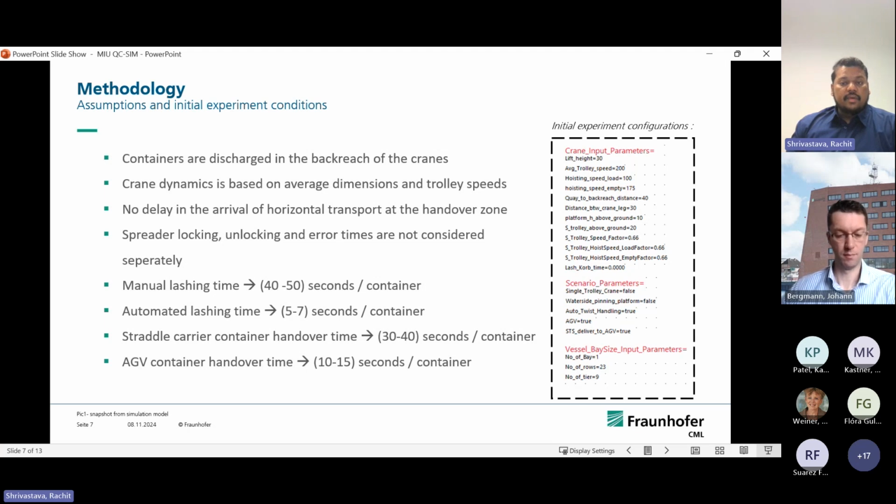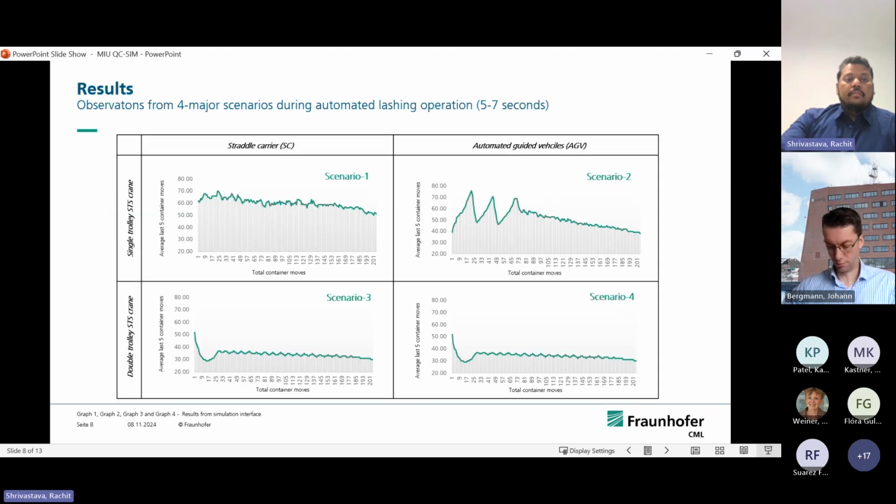And then there are numerical parameters like manual lashing time, which is around 40 to 50 seconds per container, and automated lashing time, 5 to 7 seconds per container, which is again referred from CALP, which is our study partner. And then straddle carrier handover times, which is around 30 to 40 seconds per container, and AGV handover times, which is 10 to 15 seconds per container. And this is in the case of coupled operations. And on the right side, you can see a snapshot from the user interface of the program, where we have put in different parameters.